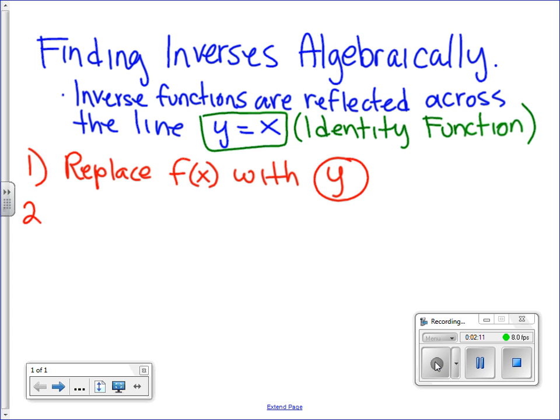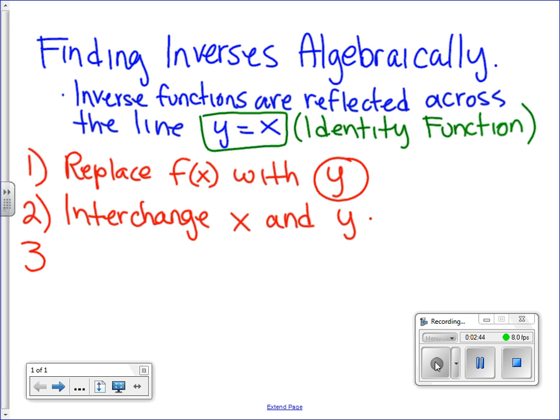Now, number 2, we're going to interchange x and y. Do you guys remember how when we were finding the inverse of a function numerically, we were interchanging the x and y values, right? And you did that several times from a table of values. So that will be the next step, step number 2. And we're going to do several examples, don't worry. So now let's go to number 3, and that will be to solve for y.